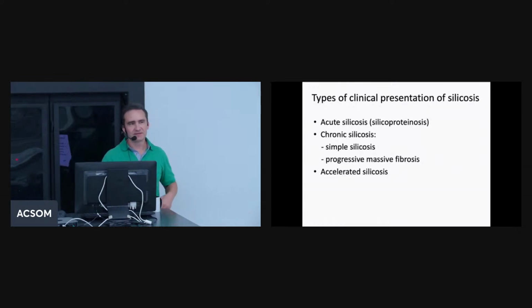And then if there is a lower dose and exposure for a longer period of time, patients will develop chronic silicosis, which comes in two different forms. At the beginning, it comes as simple silicosis, but as the nodules coalesce together, they form progressive massive fibrosis. So like 10 small nodules become 2 or 3 big ones. Accelerated silicosis is close to chronic silicosis in terms of pathogenesis and presentation, but the latency is a little bit less. It presents in about 10 years after exposure.